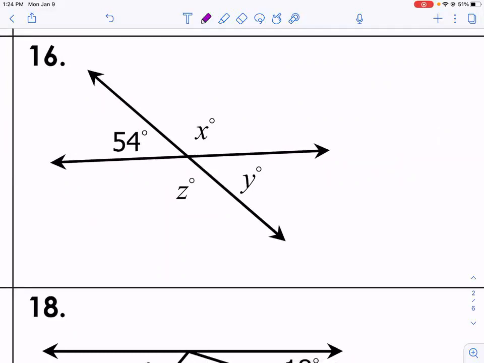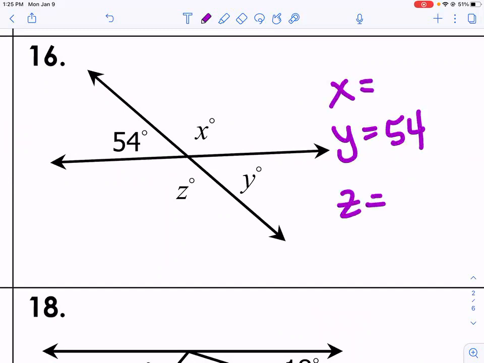Okay, so there are a couple relationships in this one. Holden, which one did you look at first? Okay, so which one is also 54? Why is it 54? Because those are vertical angles. Okay, so then Nirvan, how did you get X and Z? What relationship did you use? They're supplementary. And so 180 minus 54 is? 26. Good. Love it.